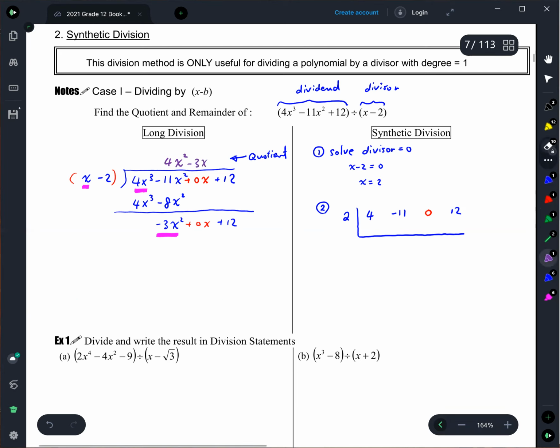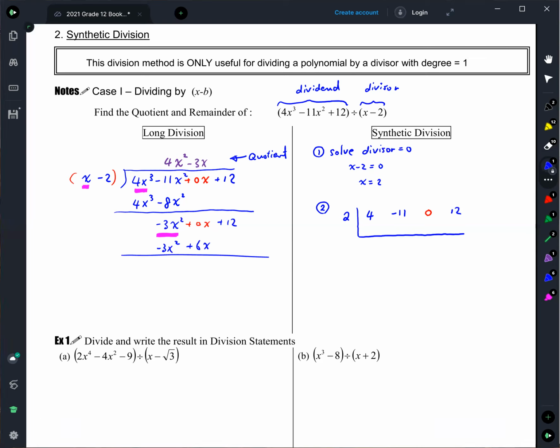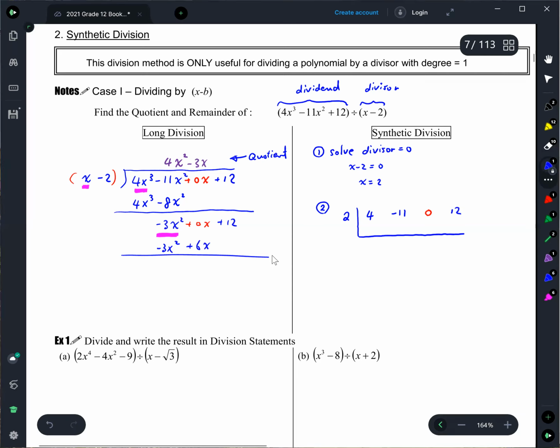You take that, repeat the same thing, we multiply it into the divisor. So that will give you -3x squared plus 6x. And we subtract. Am I going too fast? Can you raise your hand if you can follow up to here so far?